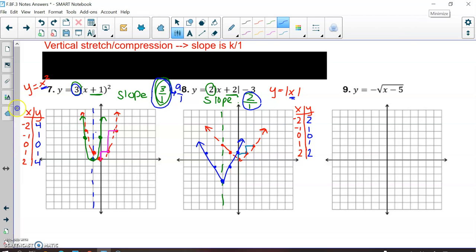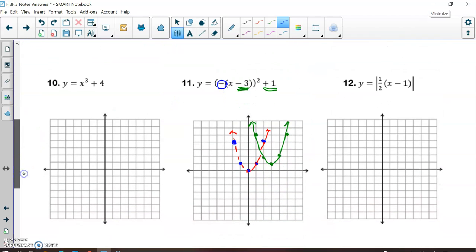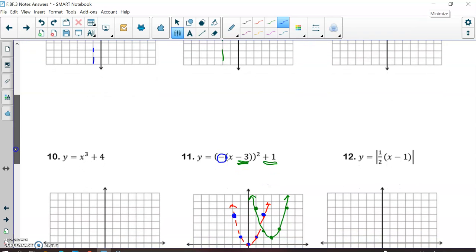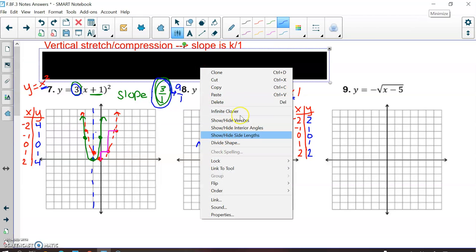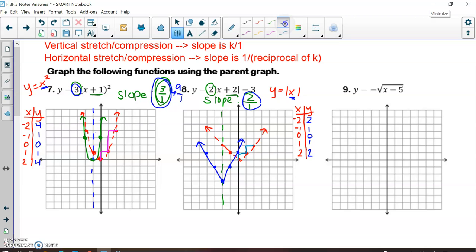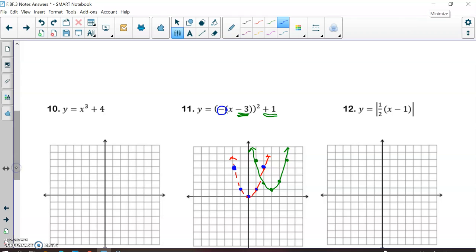All right, I have another absolute value graph down here. However, this one, I don't have a vertical stretch or compression. On this one, I have a horizontal stretch. And when you have a horizontal stretch or compression, your slope is actually going to be 1 over the reciprocal of k. So here, my slope is going to be 1 over the reciprocal of 1/2, which the reciprocal of 1/2 is 2. So my slope is 1/2.